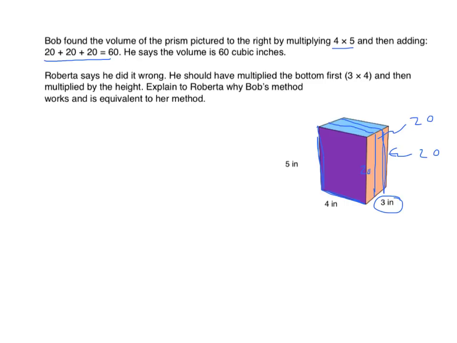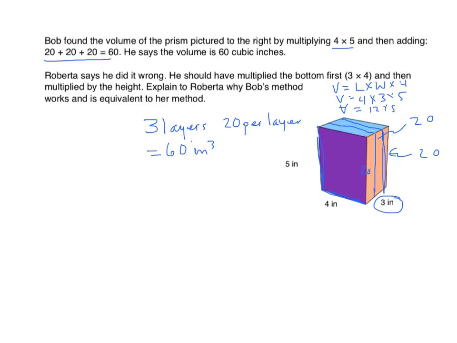Now that we have the diagram labeled, we can talk about what we did, and that's largely up here. We have 20 in layers, so we have 3 layers, 20 per layer, equals 60, and again, 60 unit cubes, or cubic inches. All right, so we see that. We also could have looked at this as volume equals length times width times height, equals 4 times 3 times 5 equals 12 times 5 equals 60. So we could have done 60 divided by 3 because we see he had 3 layers.